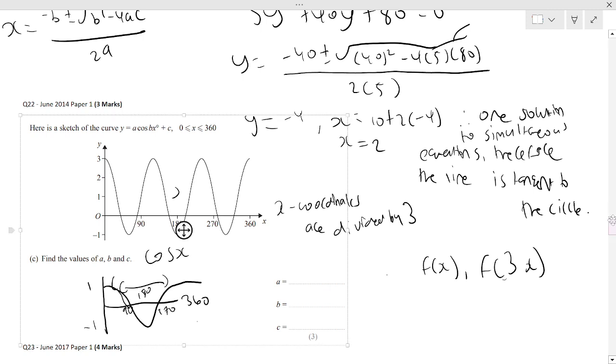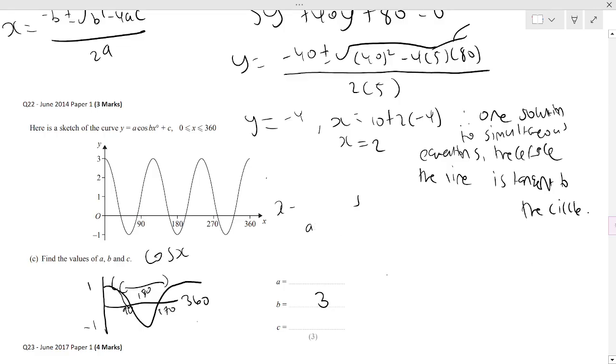Instead, you want to times by 3, instead of divide by 3. So that means cos x will go to cos of 3x. Well, isn't that then the b value? So then b is 3. Cool. Okay, now we need to find a and c.